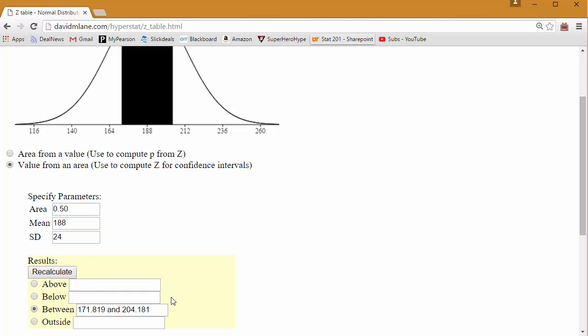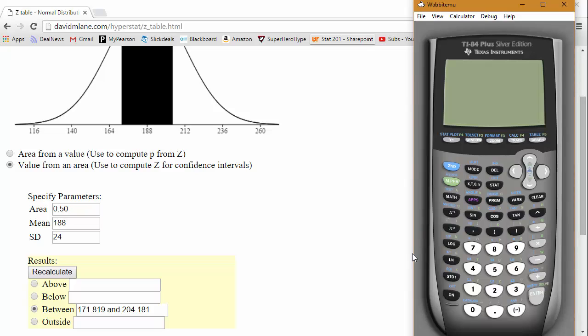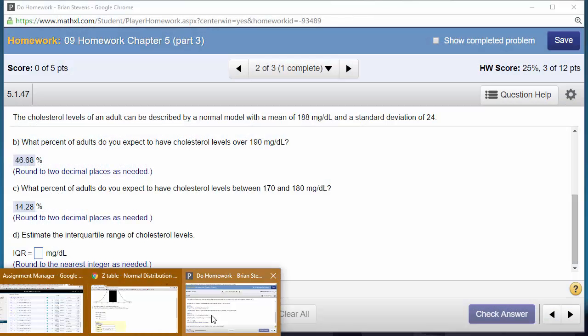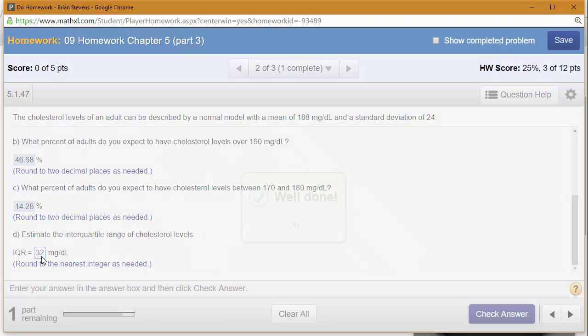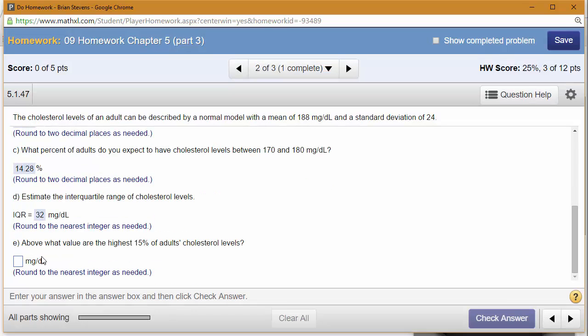And go between. And the IQR, we can do the formula this time. Go on here and go 204.181, that's Q3, minus Q1, 171.819, hit enter, and it's 32.362. And it wants us to round it, so 32. Make sure to round and enter in the right decimals. Double check to make sure your answers look like this.